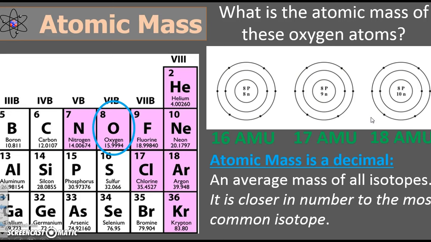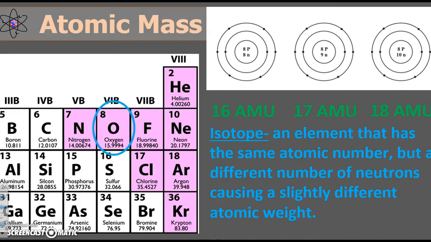Now, the atomic mass is in a decimal because it gives you the average of that 16, 17, and 18 all together, and they average them out to give you 15.99. Now, just to re-emphasize, an isotope is an element with the same atomic number, like oxygen has 8 protons. Each of these three atoms has 8 protons, but a different number of neutrons, causing a slightly different atomic weight. Now, when we get the average, again, it gives you that 15.99.